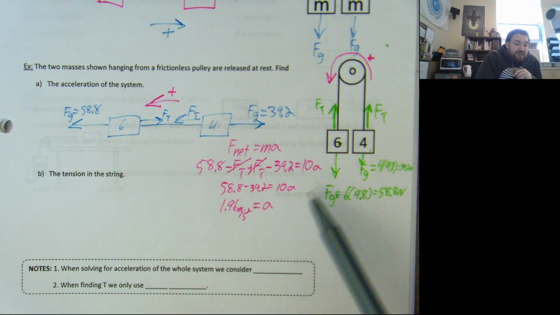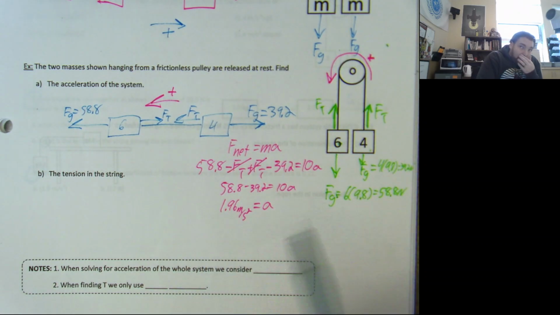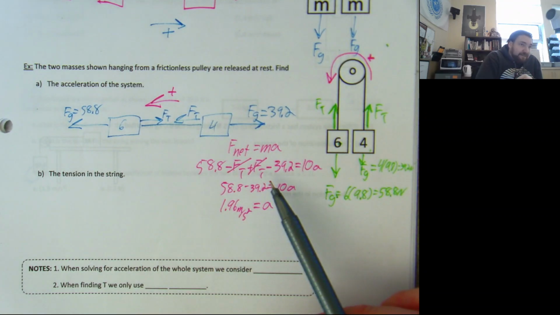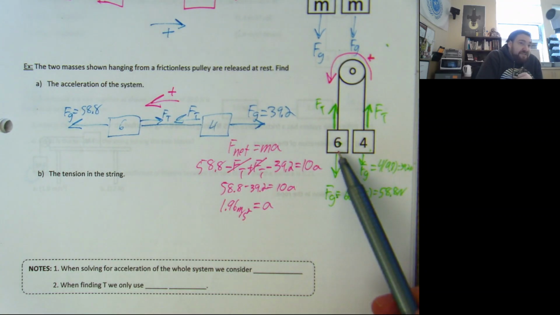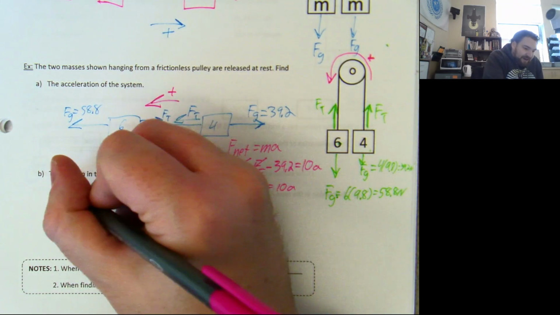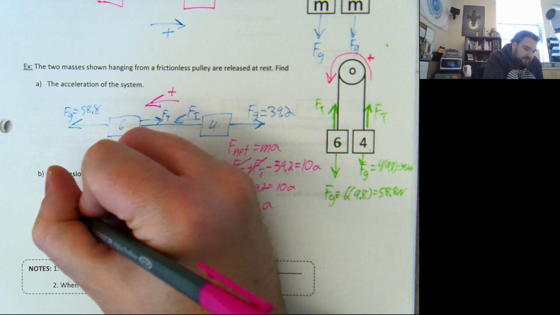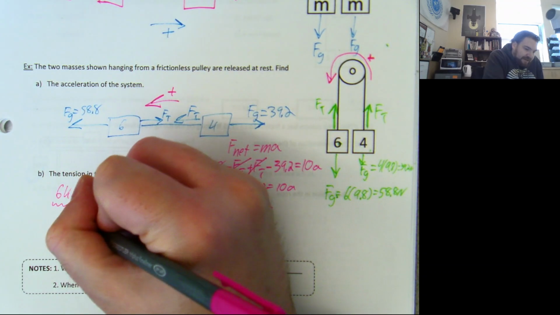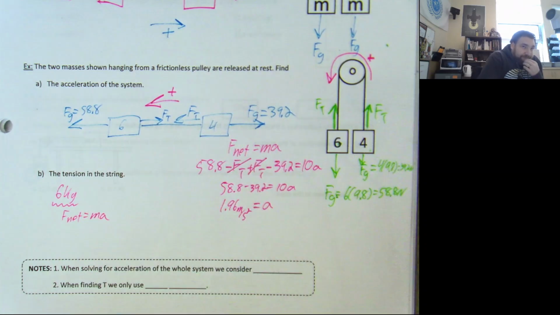To find the tension in the string, we now have to isolate a block. Which block do you want to isolate? The 6. The 6 makes sense. I mean, you can make an argument for 4 making sense. You want to do the 6? Let's do the 6. In the 6 kilogram block, F net equals MA is going to look like what?